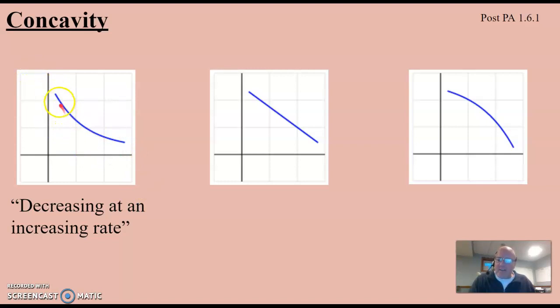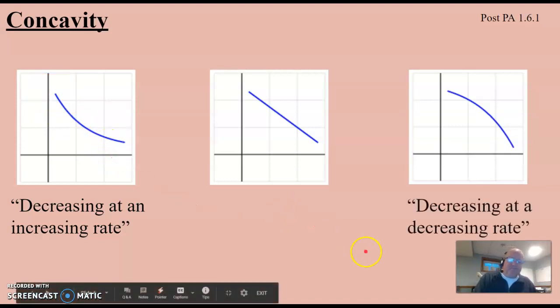We know the slope of the tangent line is going to be negative because it's a decreasing function. But the slope of the tangent line up here is going to be more negative than the slope of the tangent line here. So if we think about what's happening with those slopes, the slopes are actually increasing. It's going from, like, maybe let's say a -10 to a -5 to a -1. So the slopes are increasing. Think about it on a number line.